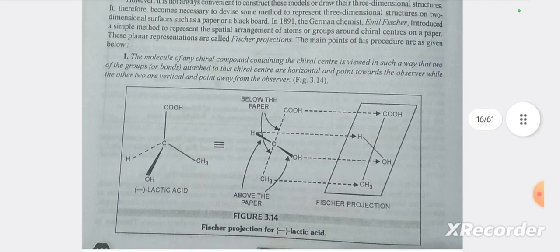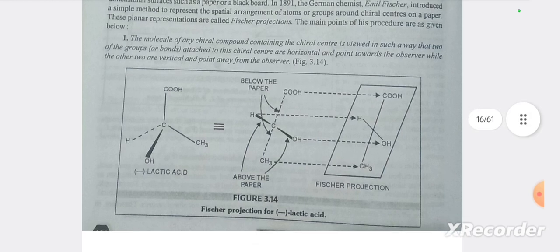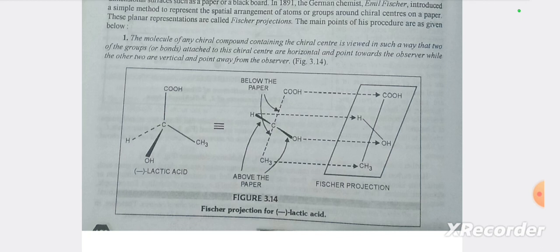Therefore, it becomes very necessary to devise some method to represent three-dimensional structures on two-dimensional surfaces such as paper or a blackboard. In 1891, the German chemist Emil Fischer introduced a simple method to represent the spatial arrangement of atoms or groups around a chiral center on paper. These planar representations are called Fischer projections, and the main points of this procedure are given as below.